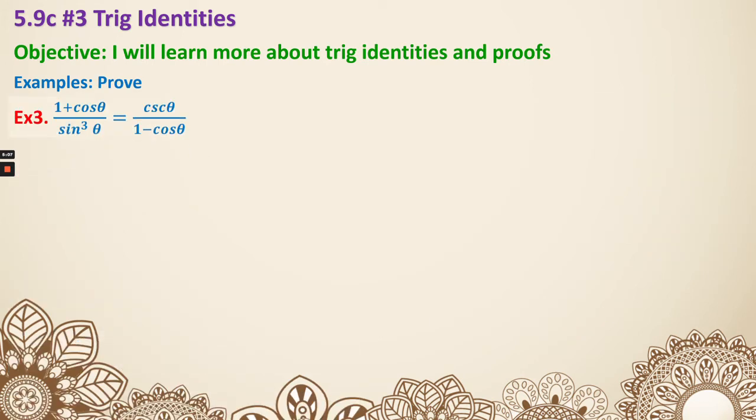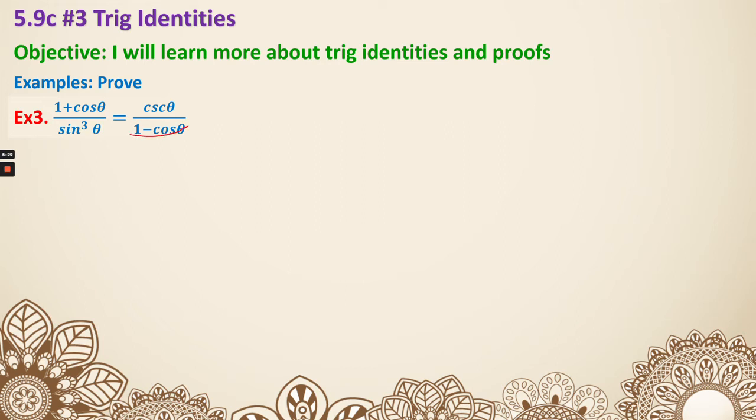Next, example 3. Both sides are fractions, but the left-hand side clearly has this sine cubed. That looks a bit more complicated. But the right side is a cosecant over a 1 minus cosine. Here's the thing. Yes, typically we would start on the left-hand side, which is fine. You can totally do that. But this is a bit special.